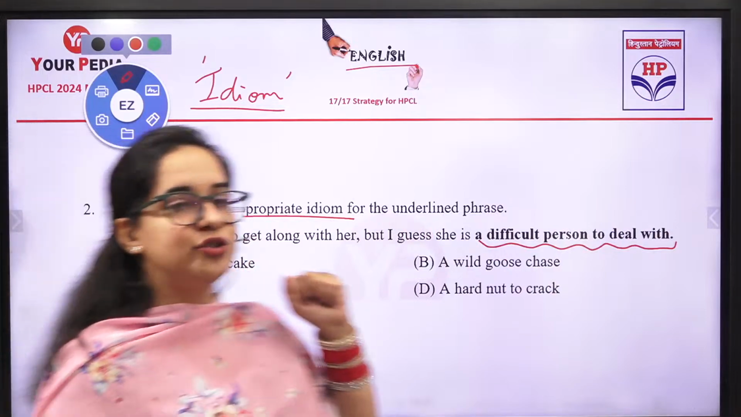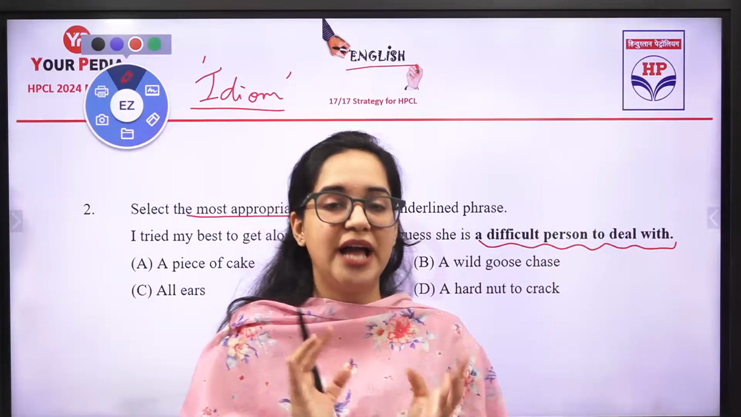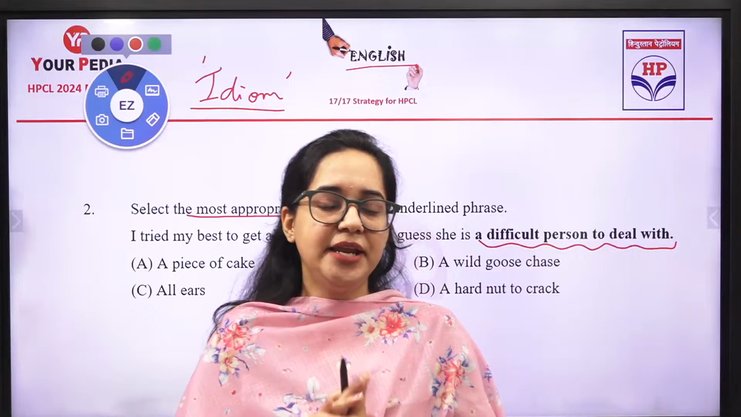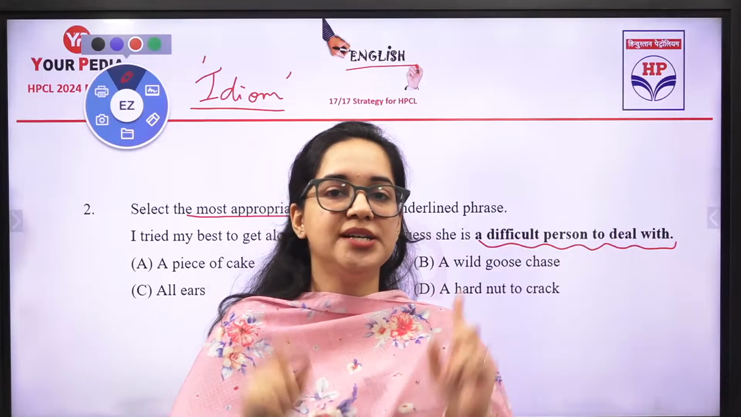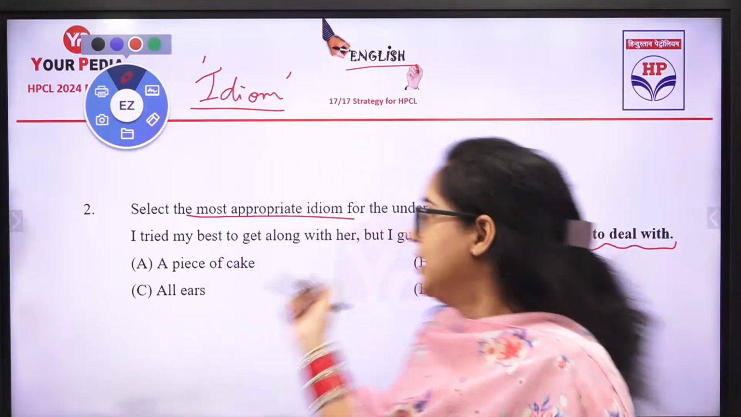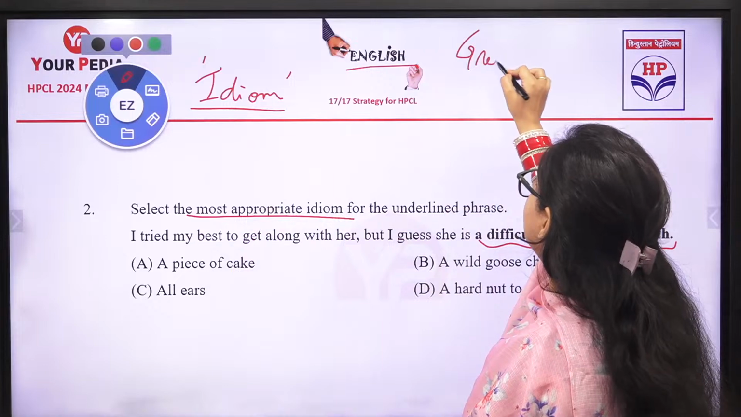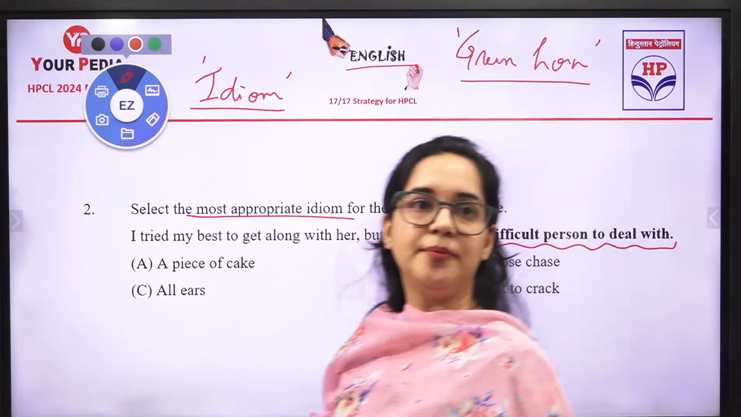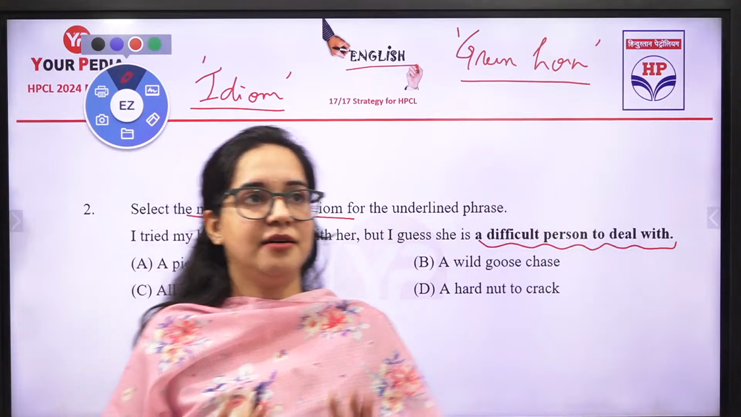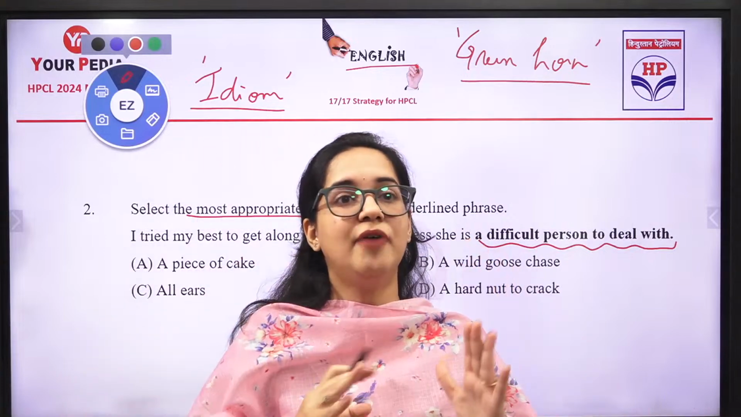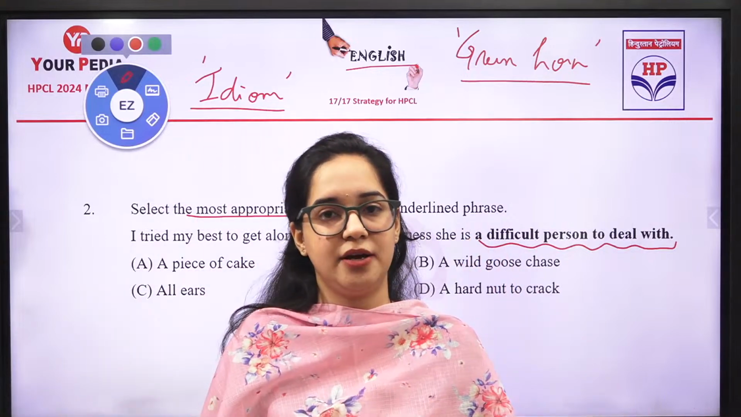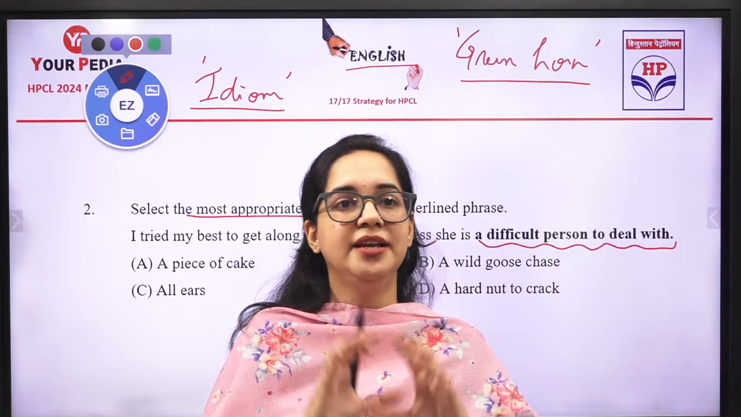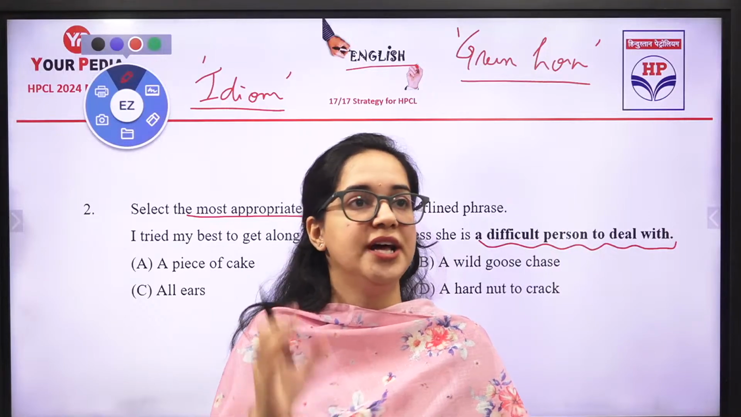Before solving this question, let me ask you some good idioms now. Can anyone tell me in English what does green color signify? If I have to tell you about green color in English, greenhorn, what does it signify? Anyone? Green color. Don't talk about the question. We have to learn more than the question right now. What does the color green signify in English? Very good. It's a fresher.